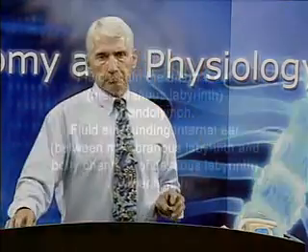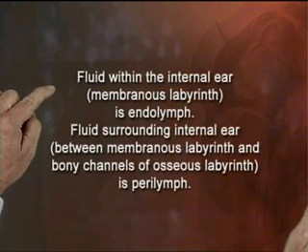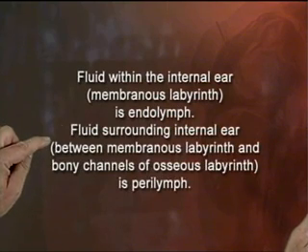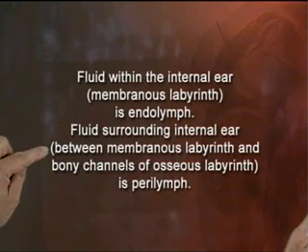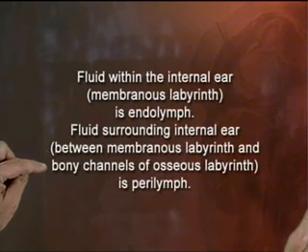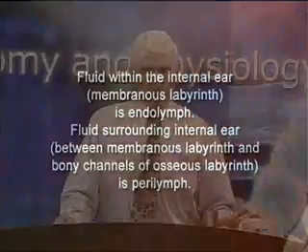Let's take a look at a graphic that summarizes what we just showed then. The fluid inside the internal ear is endolymph. The fluid surrounding the internal ear structures, exactly what you said, sandwiched between the membranous labyrinth and the osseous labyrinth, is perilymph.